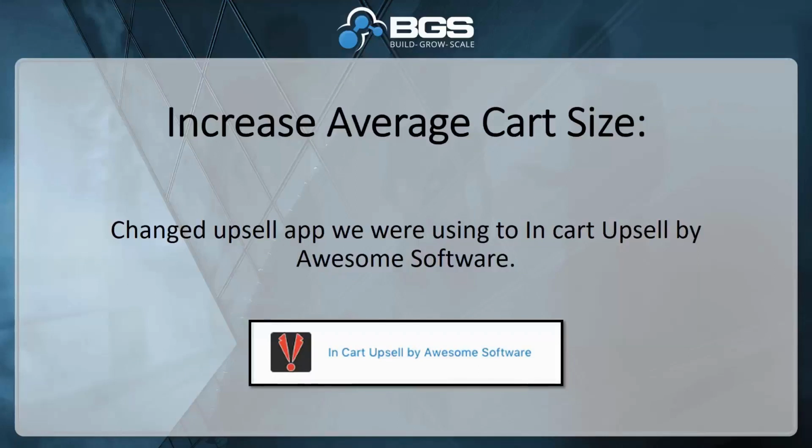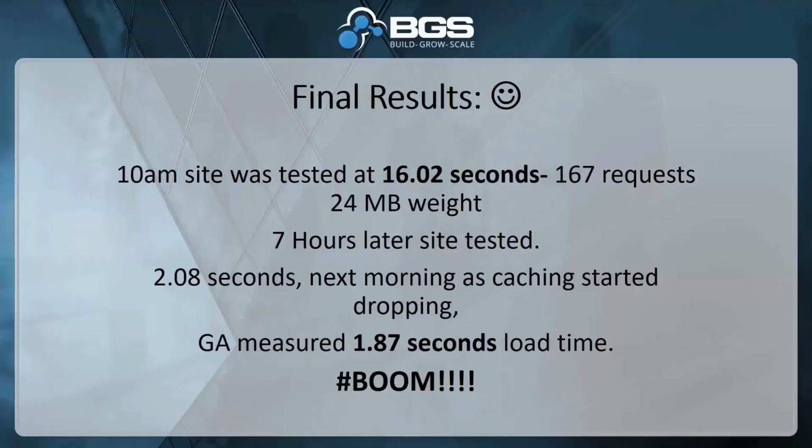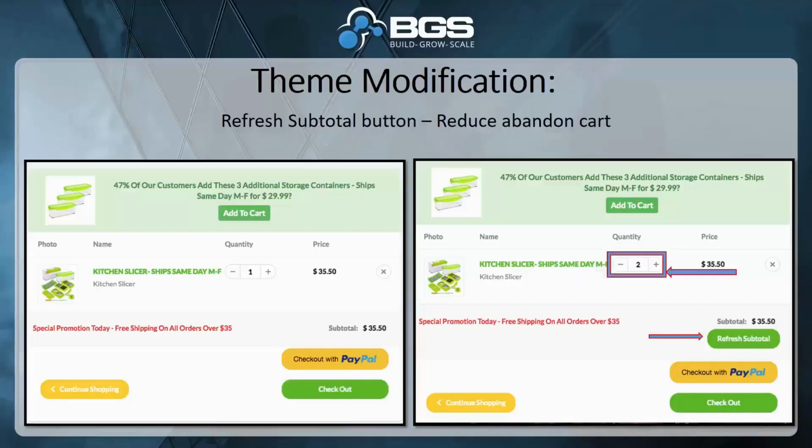Several of them that we tried are very clunky, or they pop up over top of what the customer's doing. This one literally lays it in. If we go back to some of those slides, Tanner, I don't know how far it is, but you'll see it lays it in. It's very congruent. Yeah, right there. That one where it says 47% of our customers add these 3 additional storage items, that is the upsell, and that pops in after they get to it.